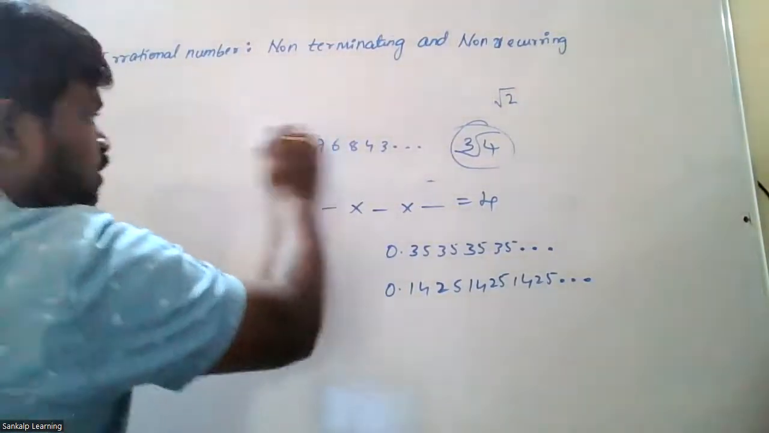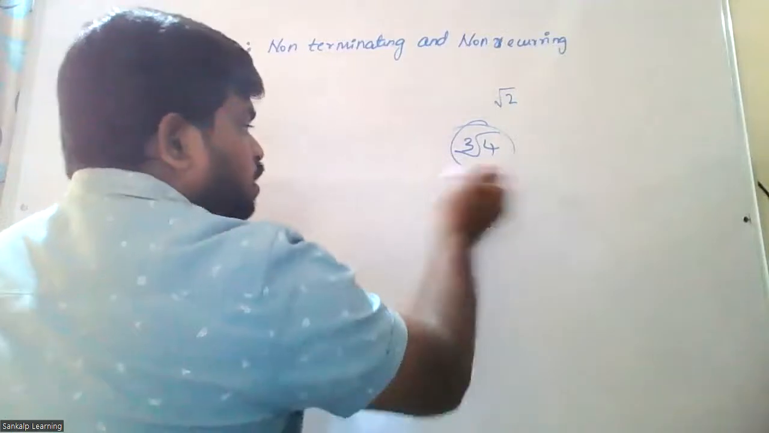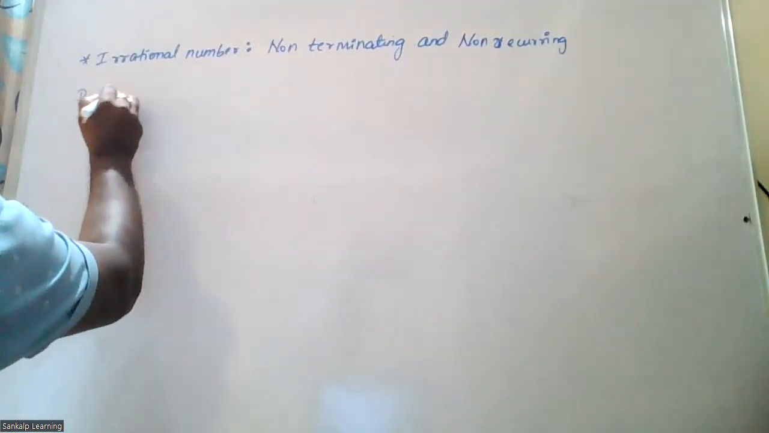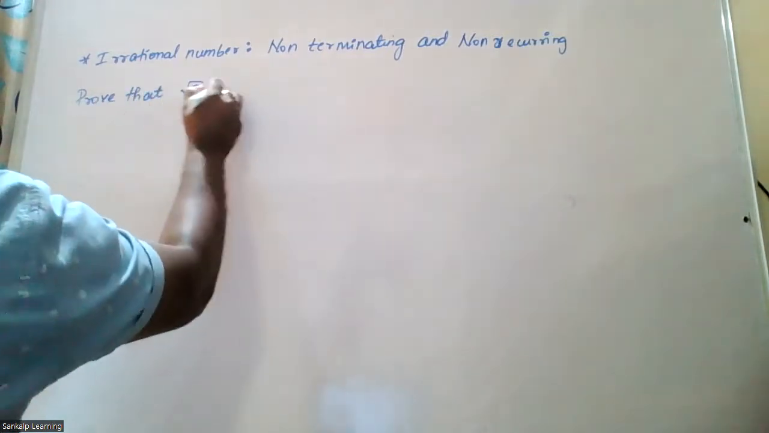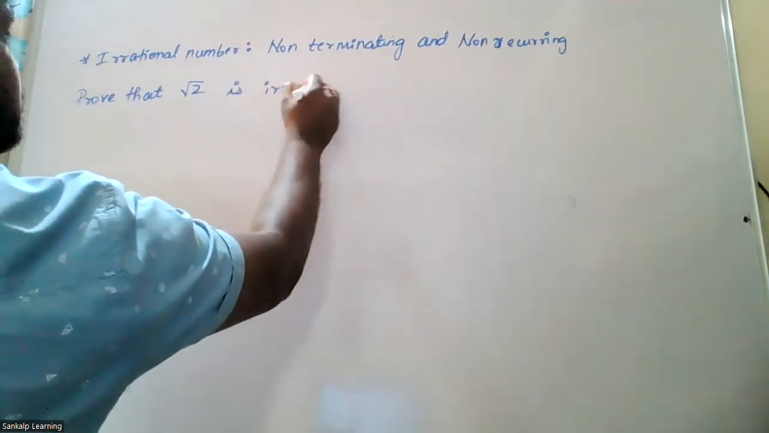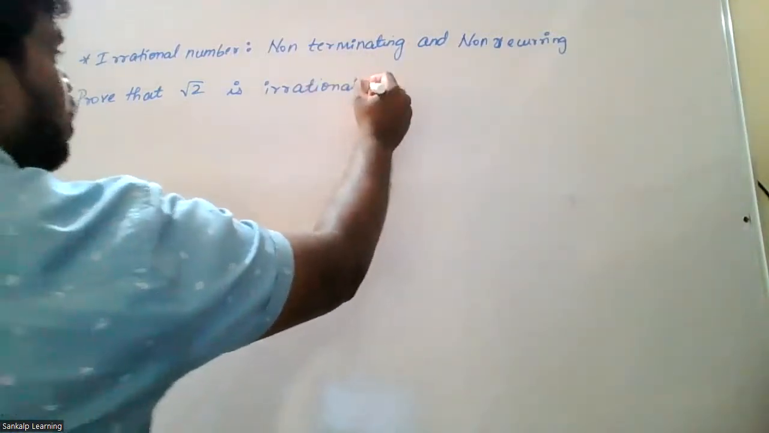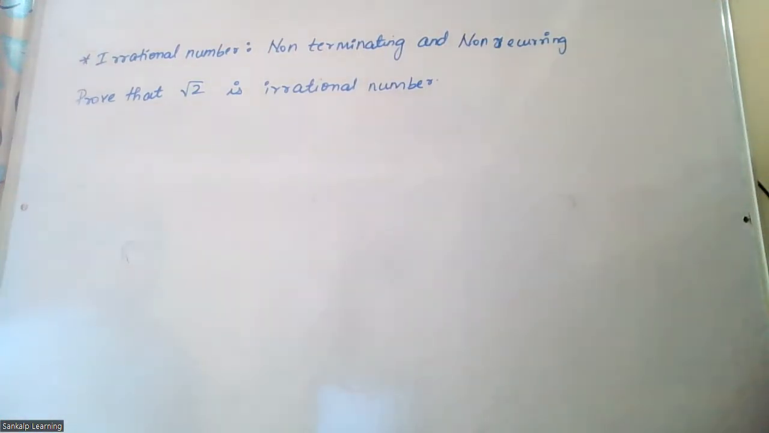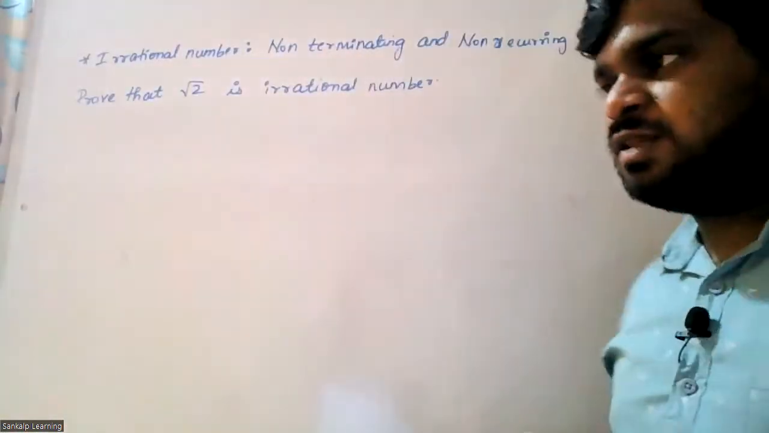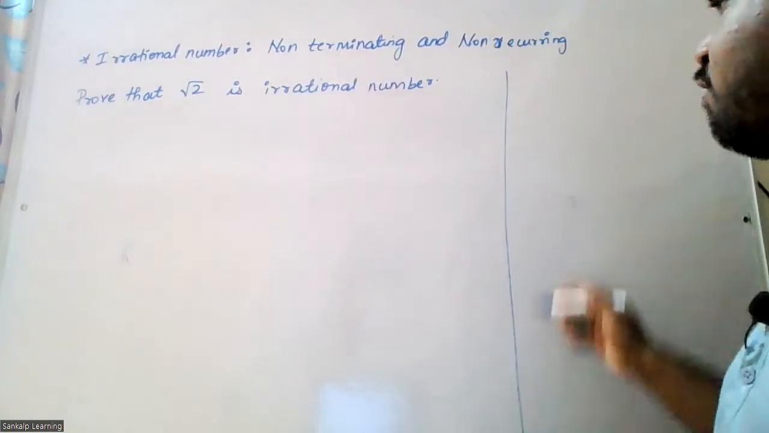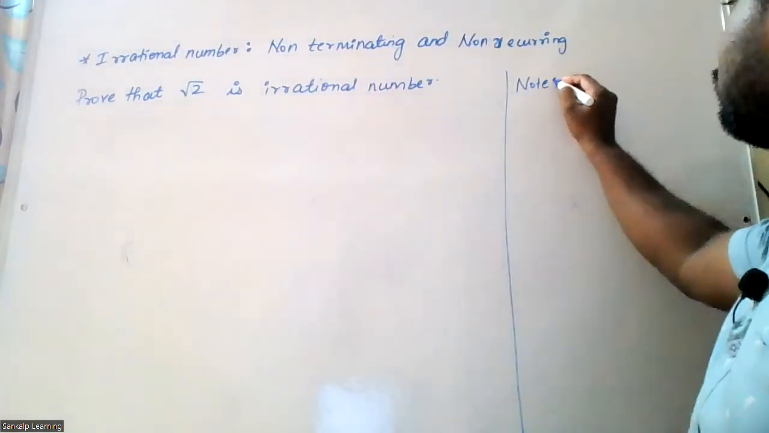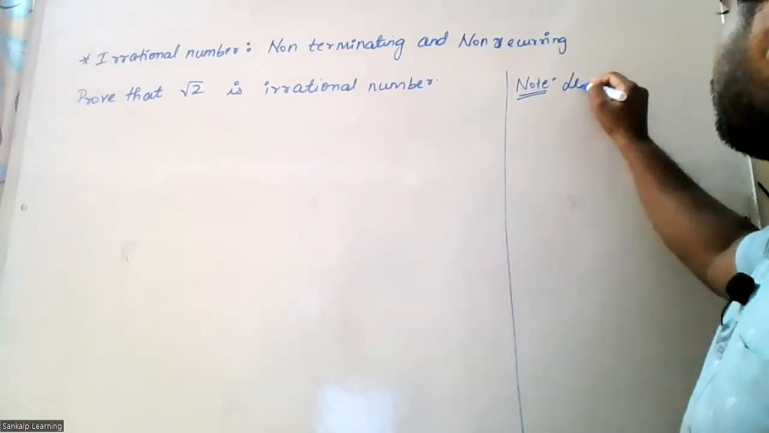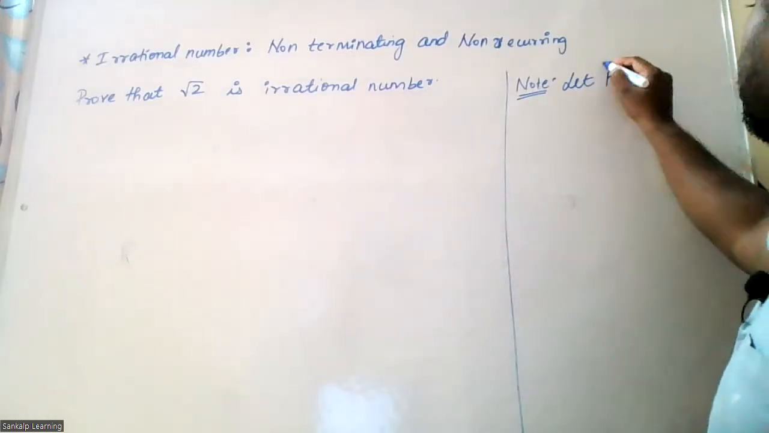Let's take an important point for the proof. So we are going to prove that root 2 is an irrational number. Before this, there is an important thing which we have to know for the proof of this theorem. Note, let p be a prime number. Let's take a prime number.